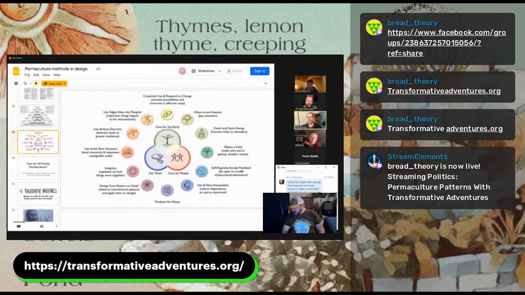Anyone else have one? I saw Noah was raising his hand again, but I see Melanie now too. Yeah, I'll give it a try. In my PDC, it was heavily focused on Mollison. So this is great because I'm not really fluent in Holmgren's principles.